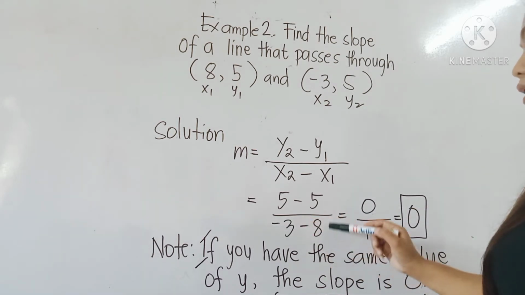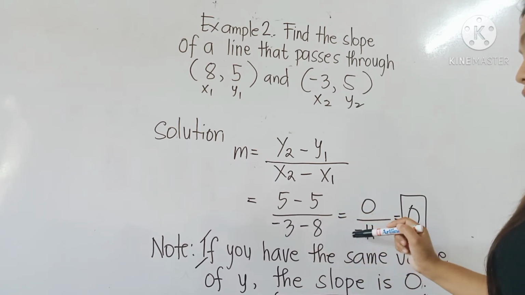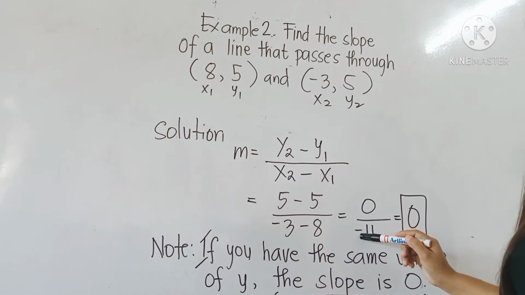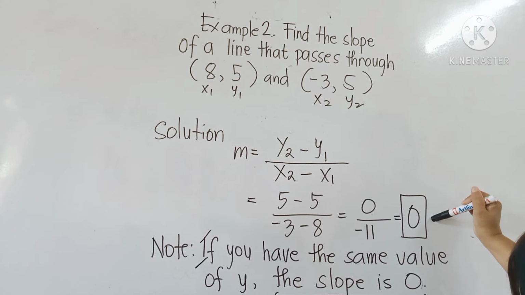So, ito ay like sign. Sa addition pa ay, ito ay magiging addition. Then, copy the common sign. So, magiging negative 11 siya. And then 0 divided by negative 11 is 0.